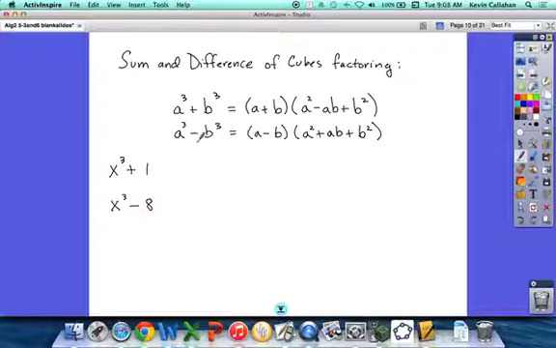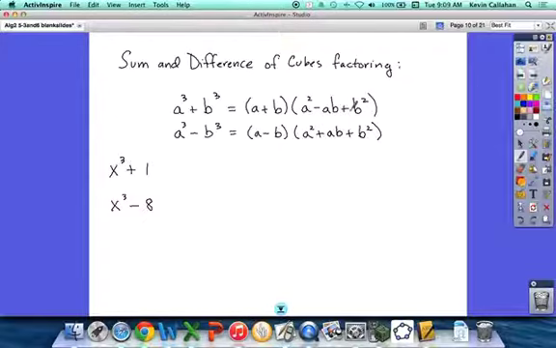Now they have very similar formulas. Right? For the sum of cubes, it's a plus b as the first factor, and then a squared minus ab plus b squared for the second factor. And notice for the difference of cubes, it's almost identical. What's the only thing that's changing between these two formulas? This plus becomes a minus, this minus becomes a plus. Everything else is the same.